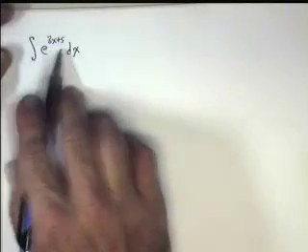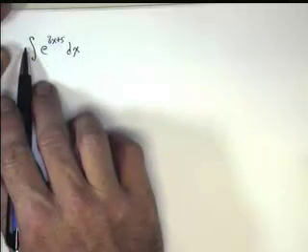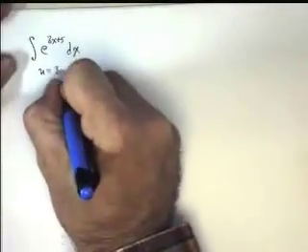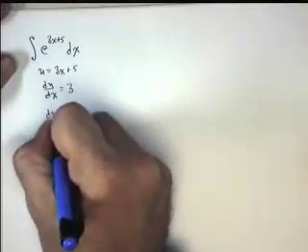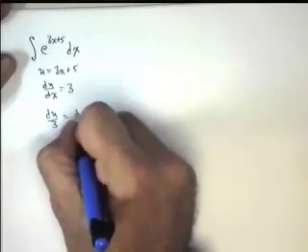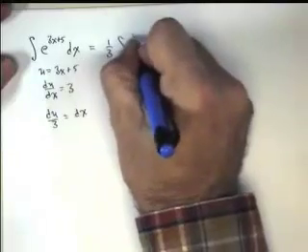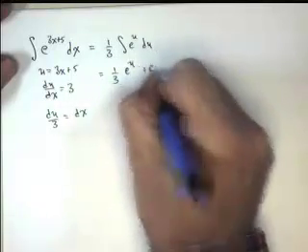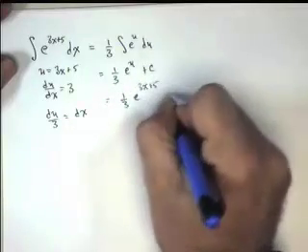One, we could use properties of exponents and call this e to the 3x times e to the 5 and pull the e to the 5th out. Most people would simply let u be the 3x plus 5, then du dx is 3, and du over 3 is dx. This gives us then 1/3 the integral of e to the u du, which is 1/3 e to the u plus a constant, which is 1/3 e to the 3x plus 5 plus a constant.